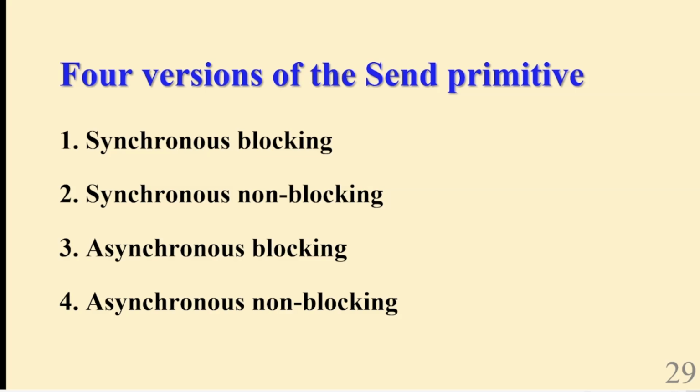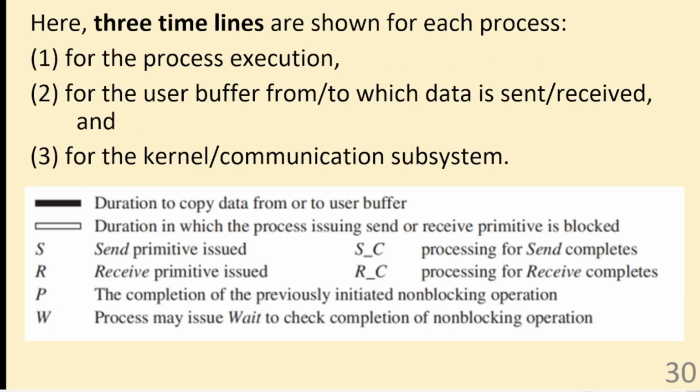And in this video, we'll be continuing with the 4 versions of the send primitive. We already have learned what synchronous, asynchronous, blocking, and non-blocking are. I'll just give you a recap. If the sender waits for the receiver, that is synchronous. If it does not wait for the receiver, it is asynchronous. If the function returns immediately, it is non-blocking. If the function does not return immediately, that is blocking. With that, we have 4 combinations: synchronous blocking, synchronous non-blocking, asynchronous blocking, and asynchronous non-blocking.